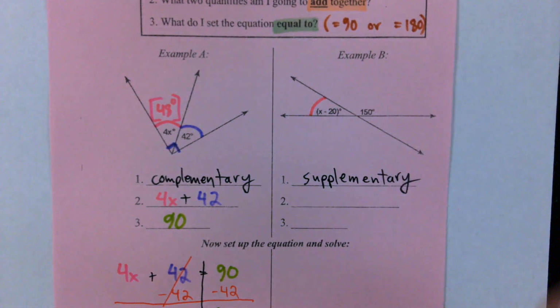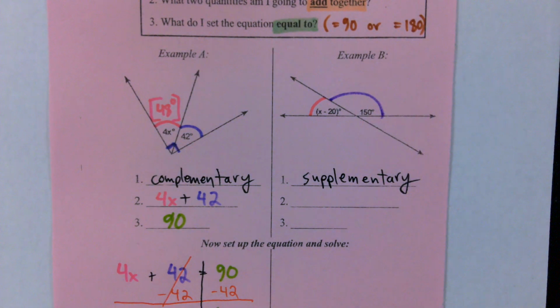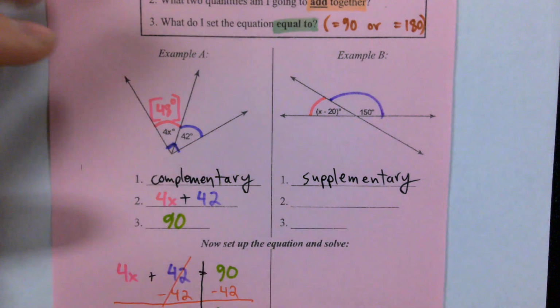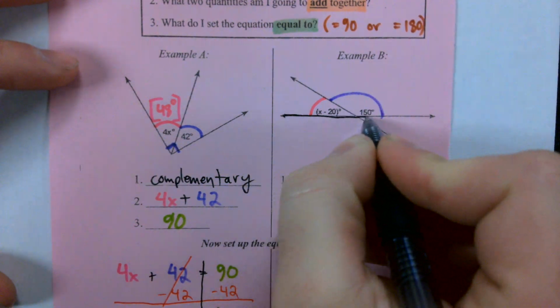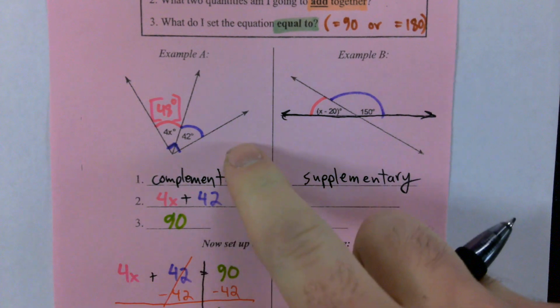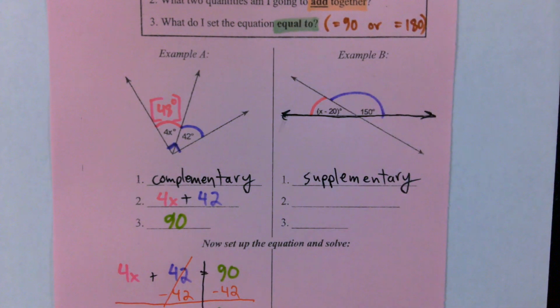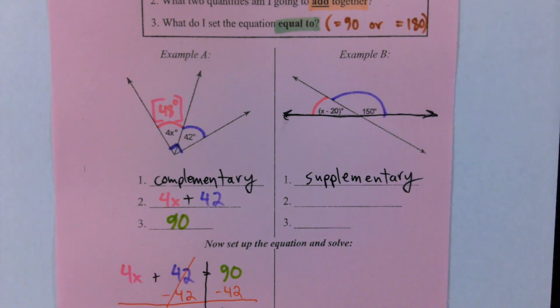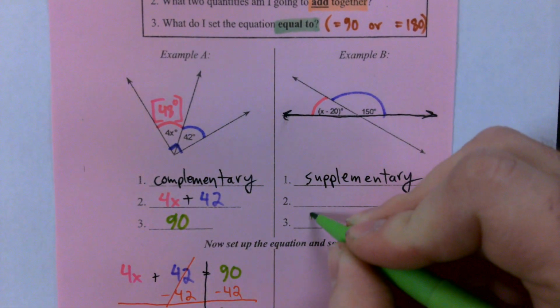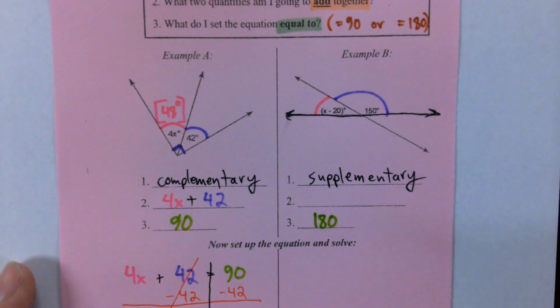If we draw our little angle markers, there's my first angle. There's my second angle. All together, that creates a nice straight line, or a straight angle. I keep saying straight line. So this whole measure here, both combined, is going to give us 180 degrees. We know that right off the bat. So we can answer number 3. What are we going to set this equation equal to? If it's supplementary, what do we set it equal to? 180. And what two quantities are we going to add together?